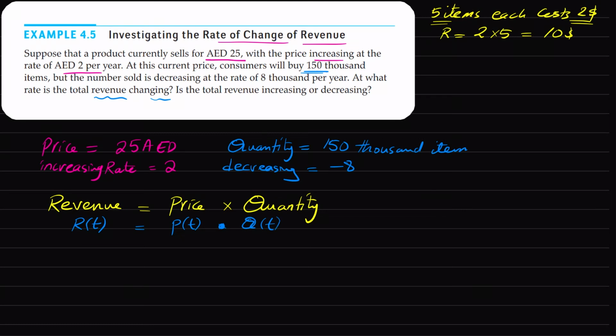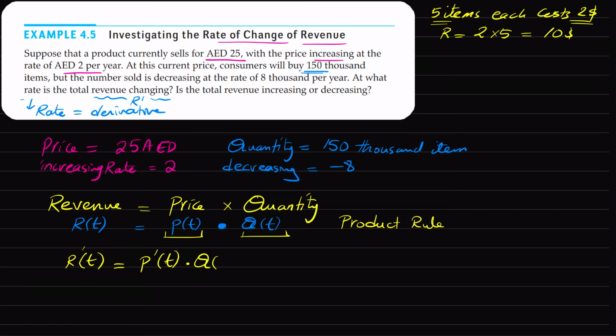Now, in order to find the rate, the meaning of the word rate is the derivative. So we need to find the rate of the revenue, which means we need to find R prime. To do the derivative of this formula, since it consists of two functions multiplied together, we will use the product rule. So R prime of t is equal to the derivative of the first function multiplied by Q of t plus P of t multiplied by Q prime of t.